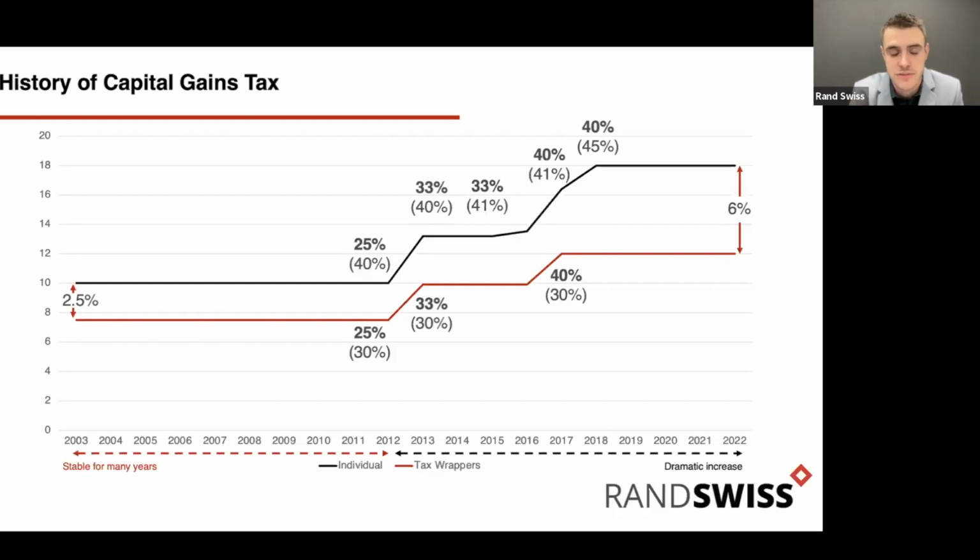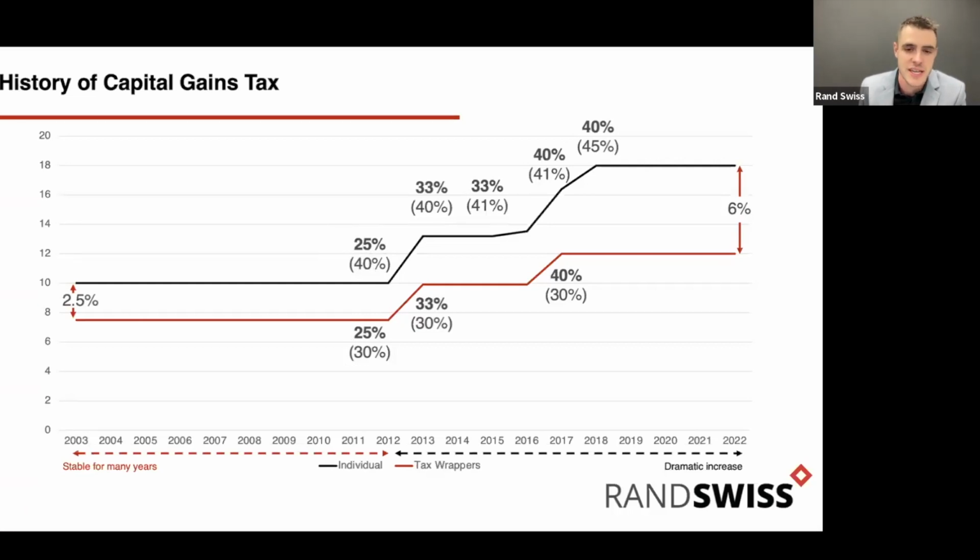Now, in the past, as you can see from here, the capital gains tax was not too aggressive. From 2003 to 2011, it was quite stable. Typically, why these products weren't used in the past is because the black line illustrates what an individual would pay in terms of capital gains tax, and the red line illustrates what the individual would pay within a tax wrapper. And you can see there was only about an effective rate difference of about 2.5%, because the inclusion rate was 30% and 25%, and the marginal rate used here was 40% for individuals and 30% within a tax wrapper.